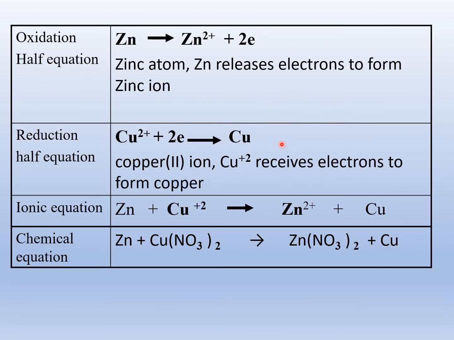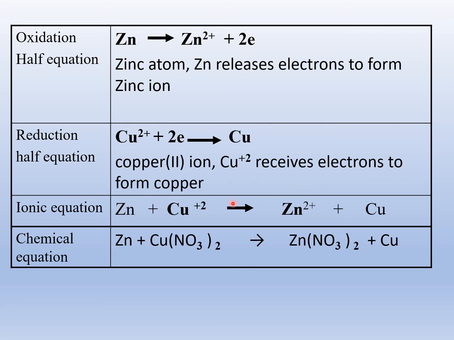Oxidation half equation: zinc atom will become zinc 2 plus. It will release 2 electrons. Okay, complete the 2 electrons. Zinc atom releases 2 electrons to form zinc ion. So half equation for reduction: Cu2 plus ion receives 2 electrons and becomes copper. So fill in the blank, please. Copper ions, which is Cu2 plus, receive electrons to form copper.